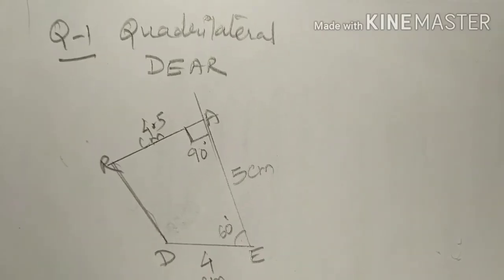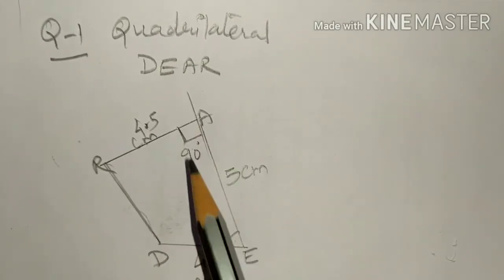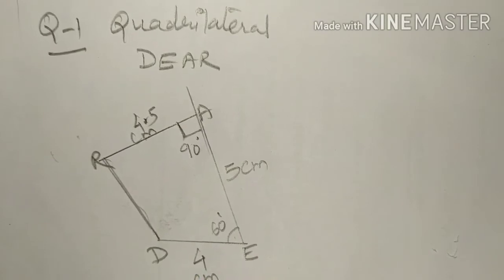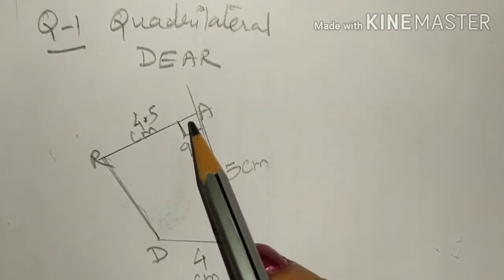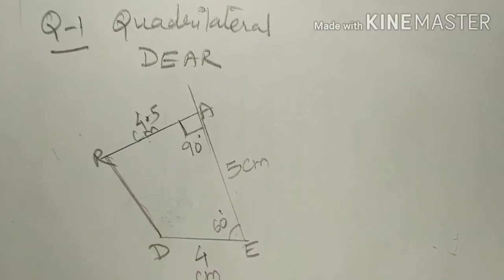Let us start with exercise 4.4. Question number 1. Quadrilateral DEAR. Here I have drawn the rough figure. DE is 4 cm. EA is 5 cm. Angle E is 60 degree. Angle A is 90 degree. And AR is 4.5 cm. So let us start to draw.